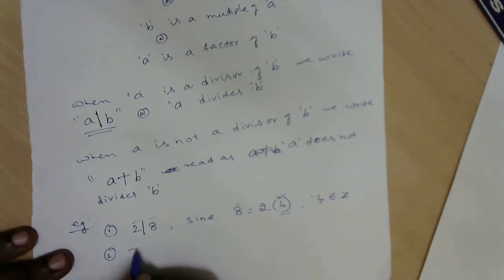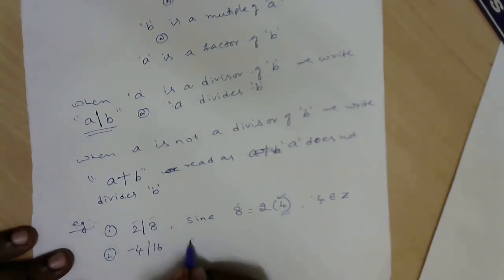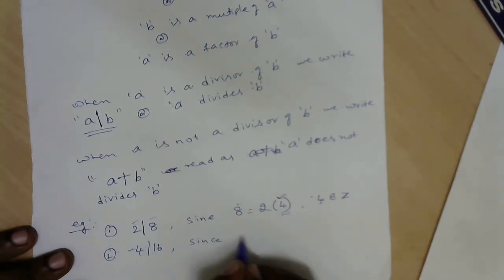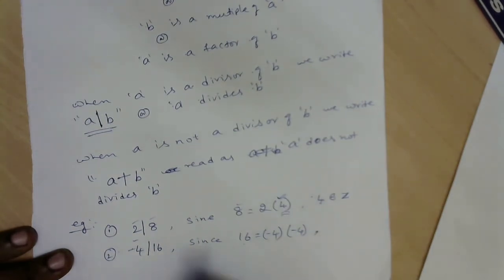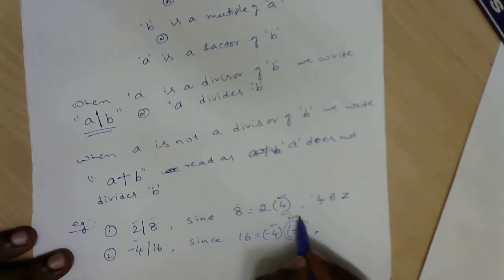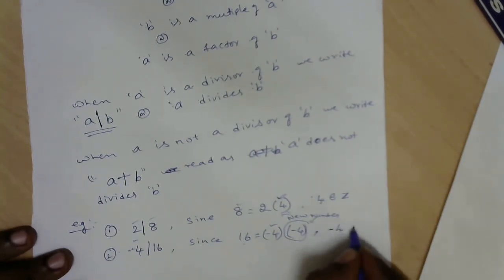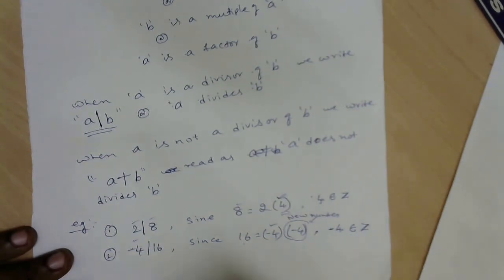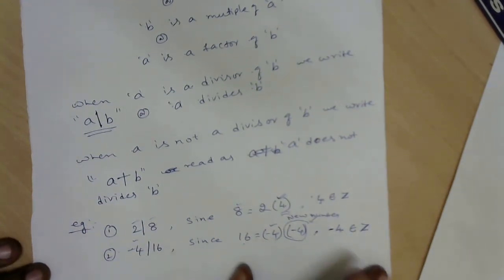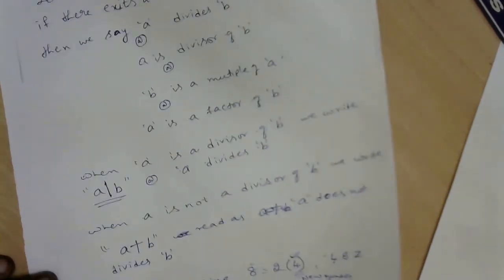So here minus 4 divides 16, since 16 equals minus 4 times something. Here you have to divide by minus 4 only. So what do you get? Minus 4 times minus 4 is 16, plus 16 you will get. So the new number you got is also minus 4 only. That's why minus 4 belongs to the integers Z. Now I'll go for the theorem.